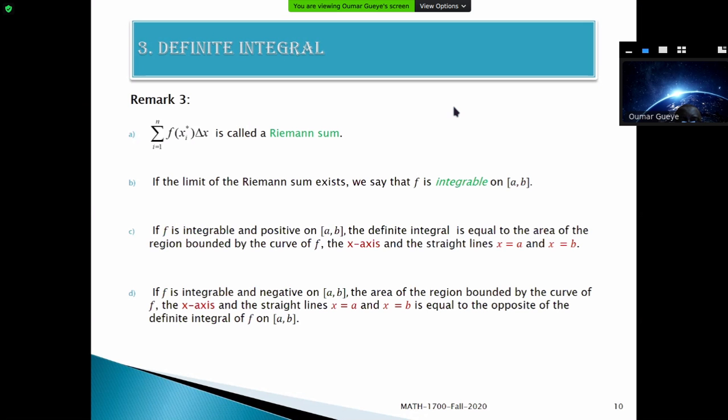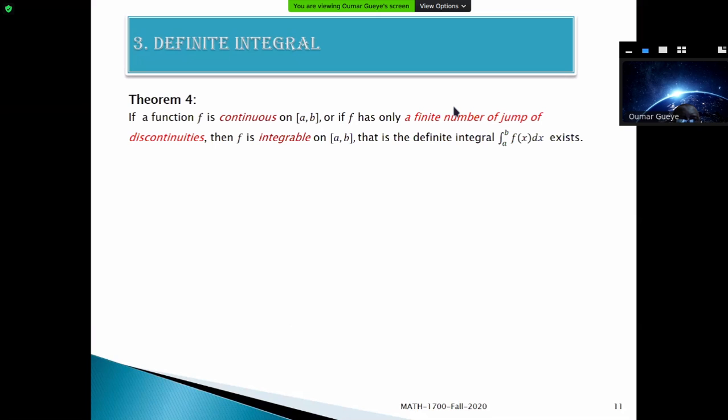So now this is the remark I gave you. Next, I'm going to give you some results that will help us pick the right xi star in order to simplify our calculations when it comes time to calculate a definite integral. They are given by these two formulas.